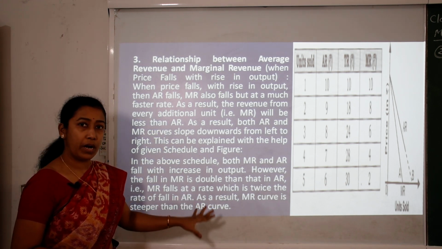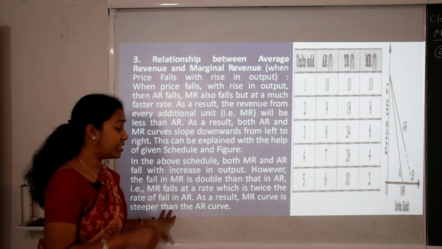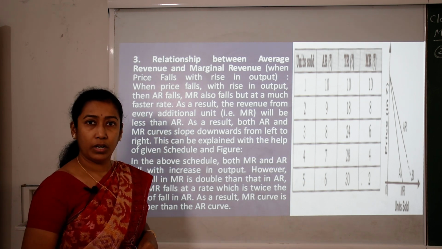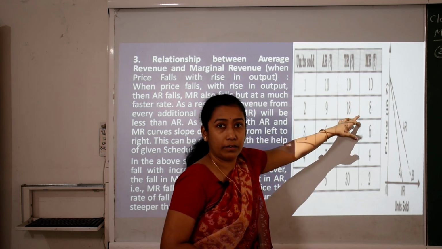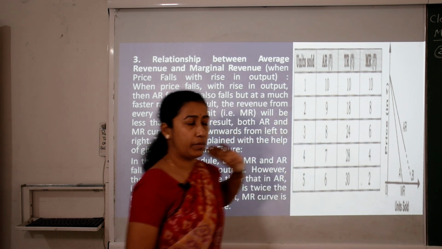As a result, the marginal revenue curve is steeper than the average revenue curve because of the difference which we notice here. It is by twice and here it is by 1 only.